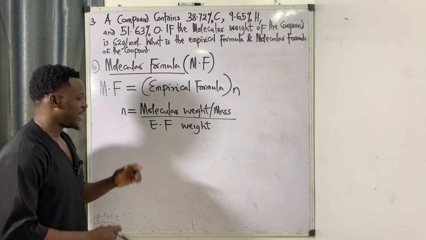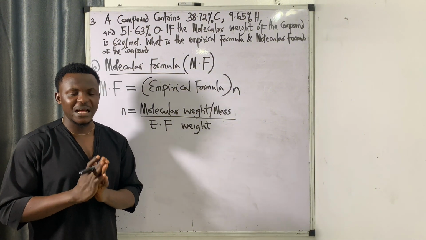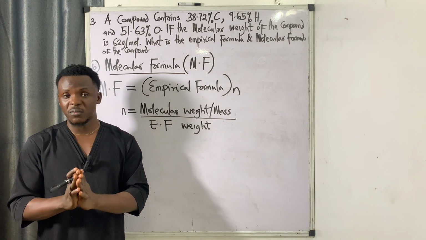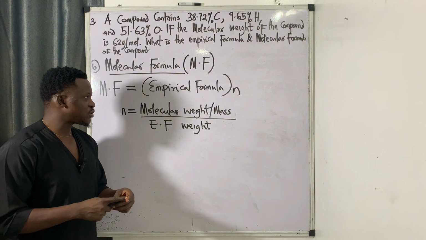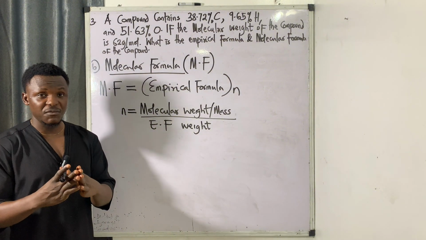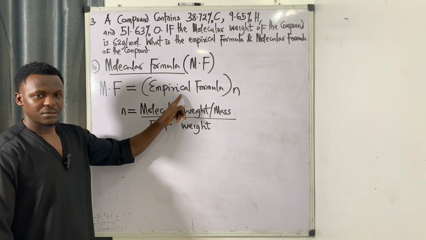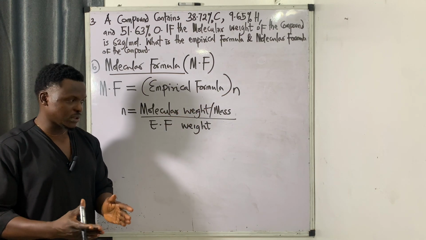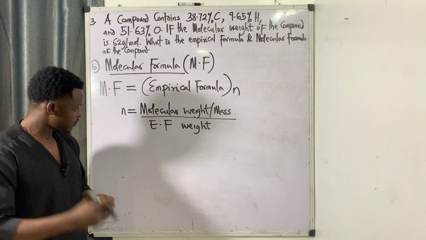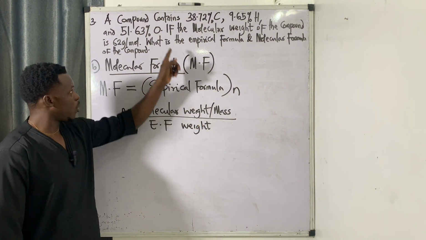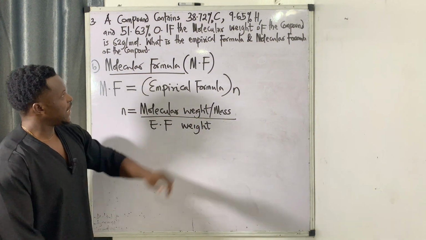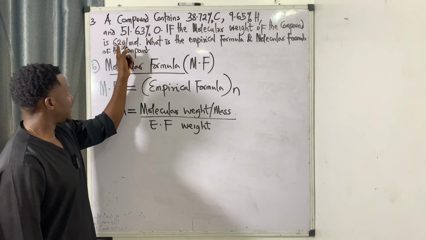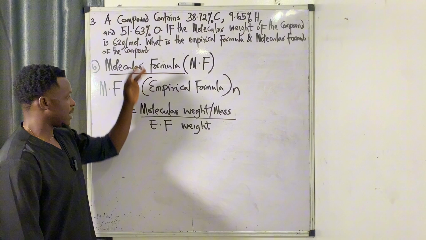All right. Now, what is N? N is actually a whole number multiple. N has to be a whole number. This is what differentiates molecular formula from empirical formula. Now, for us to solve molecular formula, we need our empirical formula, and we need to solve for this N. How do we solve for the N? That is what I'm about to show us now. The molecular weight will always be given to us in the question. They said, if the molecular weight of the compound is 62 grams per mole, so it means that they have given us our molecular weight to be 62 grams per mole.